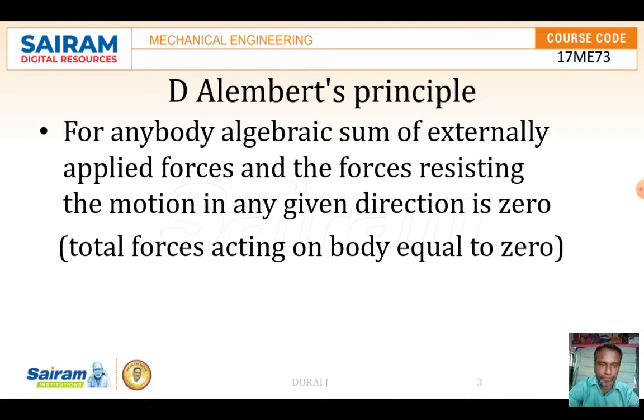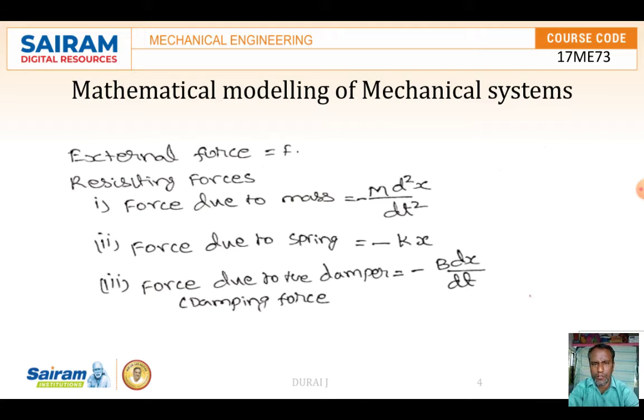So the sum of the external forces and the resisting forces is equal to 0. The same thing in Newton's second law: every force acting has an equal and opposite force. Some authors refer to it as Newton's second law. Even if we solve a problem with Newton's second law or D'Alembert's principle, everything else remains the same.